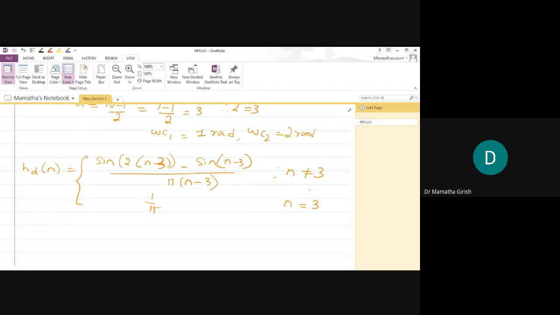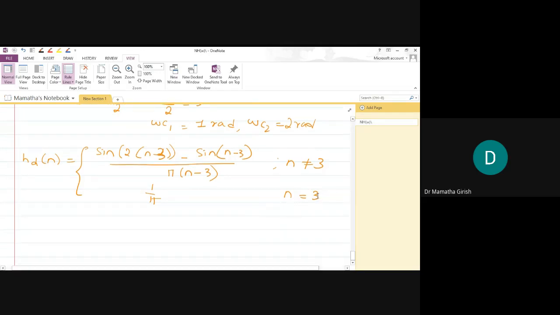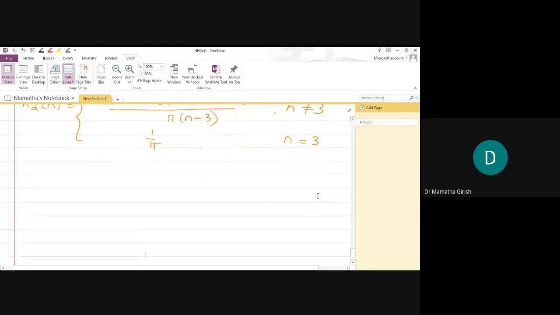This is the answer. The next part is that they're given the windowing function for the Hamming window, and they've asked us how we can use the same function for the interval small n lying between 0 to 6. Now let's get on to the part B solution.